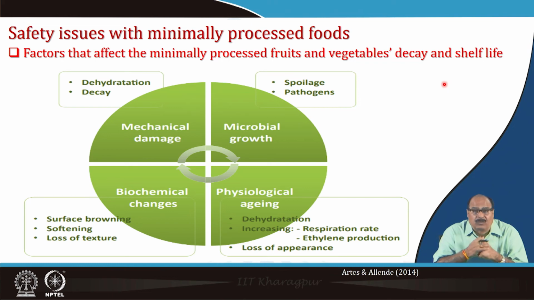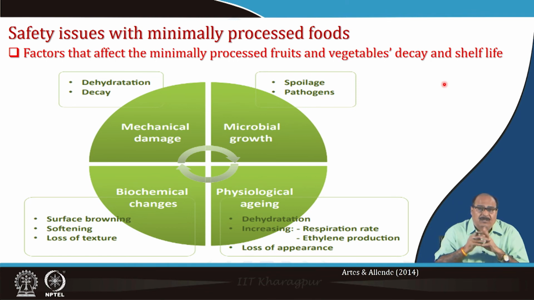Similarly, there is microbial growth, like spoilage and pathogen growth, or physiological aging, such as dehydration, increased respiration rate, ethylene production or loss of appearance. There is tissue softening, as we saw in the earlier slides, and biochemical changes like surface browning, softening and loss of texture. Even the end products of the browning reaction may sometimes be toxic, you never know.